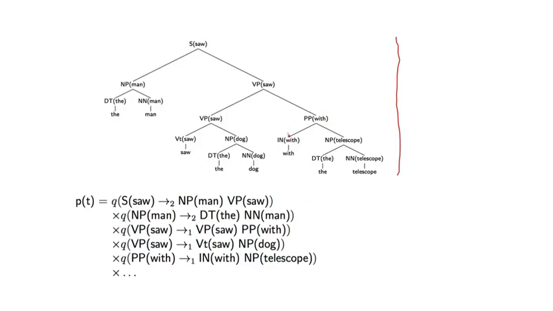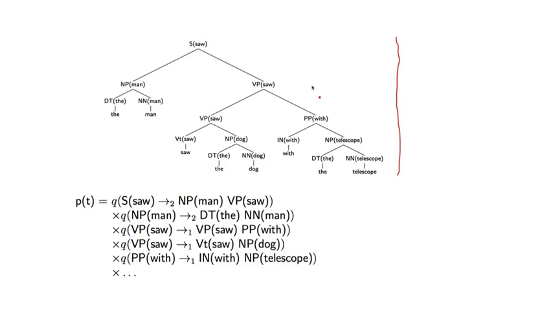So the probability of this tree is again going to be a product of terms with one Q parameter for each rule that has been seen in the tree, and I've listed a few important ones here. There are a few other terms. For example, at the root of the tree, I have S(saw) goes to NP(man) VP(saw), and I have a parameter Q for that rule, and so on in the tree.